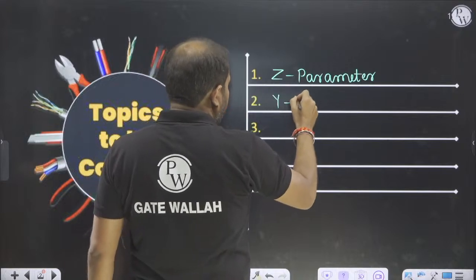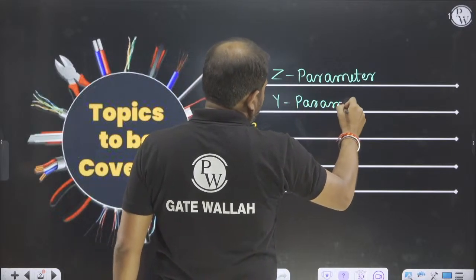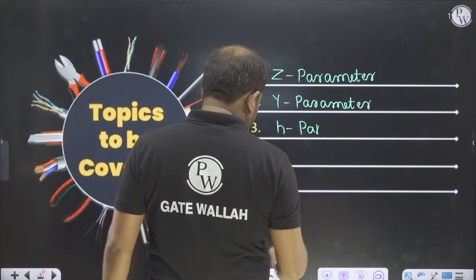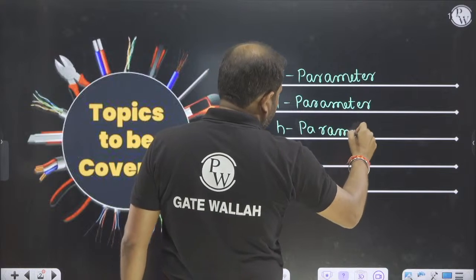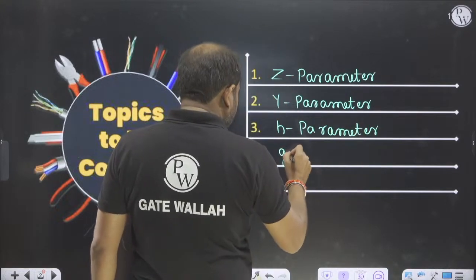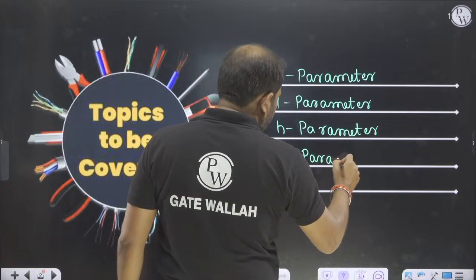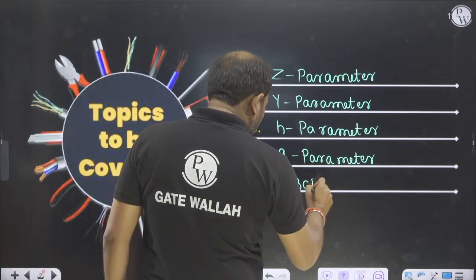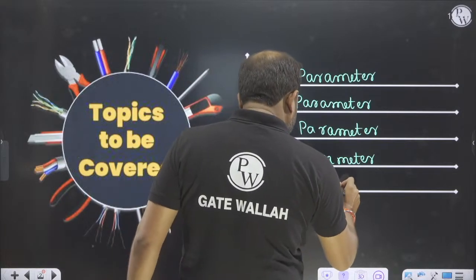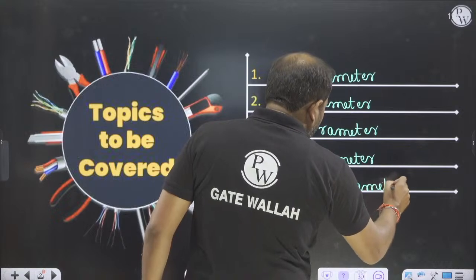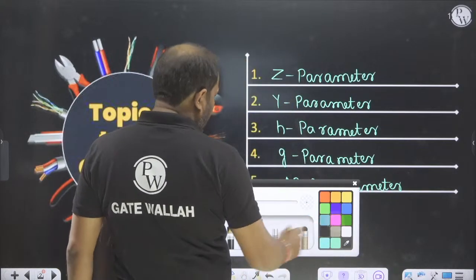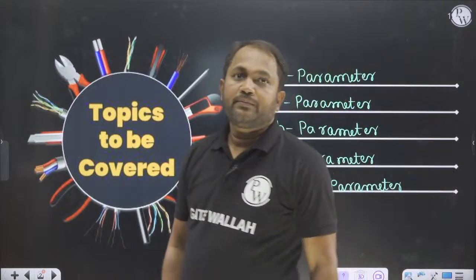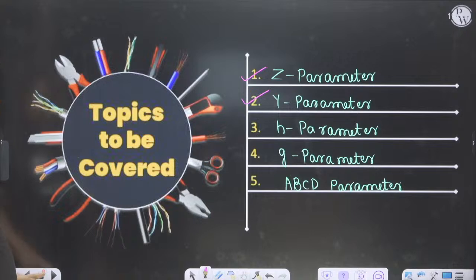Then after Y parameter in detail, and then after H parameter, hybrid parameter, and G parameter, and ABCD parameter. So these are all the parameters which we are going to study part by part. Today we will focus on two points. First of all, Z parameter and Y parameter. So first of all we will go for Z parameter.